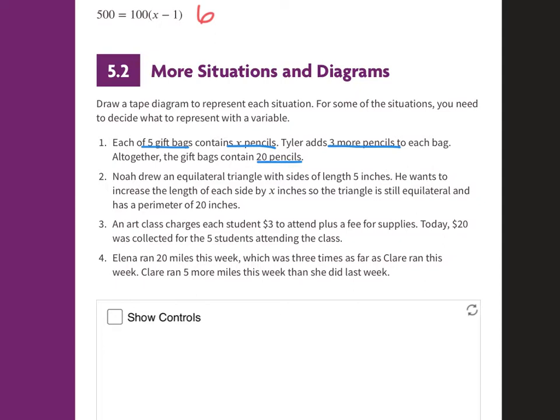5 total gift bags. Now if we look here, there are 2 things put into the bags from previous. So we have X pencils in the bag, and then we add 3 more pencils. So if we think about that, we can go X plus 3, so we have X pencils plus 3 more pencils, and there's 5 bags, so we can put parentheses around that and add a 5 next to it. So there's 5 groups of X plus 3, and that is going to equal 20. So there's my equation.